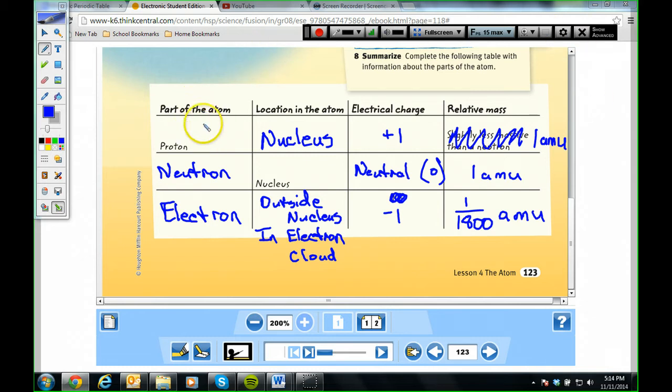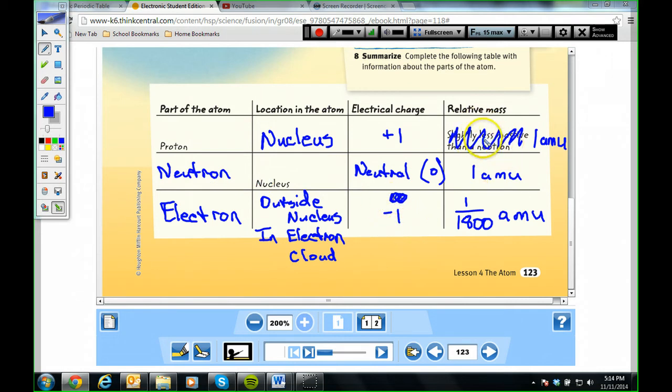So the three parts of an atom are proton, neutron, and electron. Protons are in the nucleus, neutrons are in the nucleus, and electrons are not in the nucleus, they are in the electron cloud. Protons are positive, neutrons are neutral, and electrons have a charge of -1.